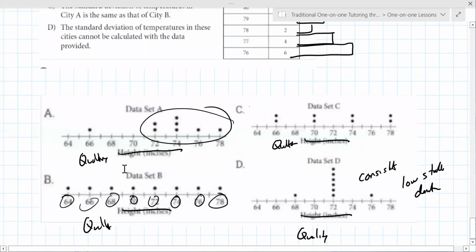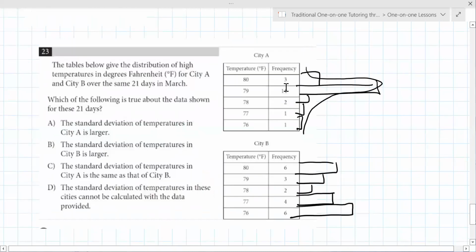Okay. So going back to our previous question, because A has most of the answers or temperatures at 79, at 14, it's like everything is dotted around that number. And that's why A has a lower standard deviation and B has a higher one.